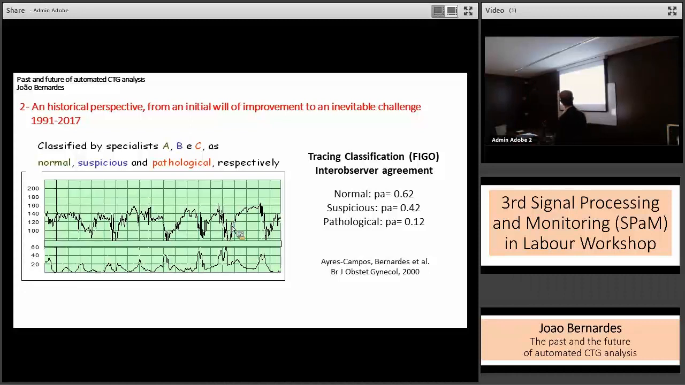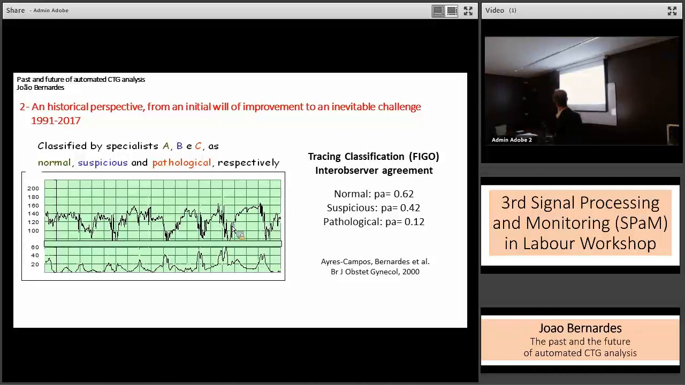One tracing, 3 independent experts, not ordinary clinicians, let me say like that. 3 independent experts classified one as normal, the other as suspicious, and the other as pathological, using the same FIGO guidelines. We gave them the same FIGO guidelines. They were used to using the FIGO guidelines, and well, this happened very often. You have here the proportions of agreement for normal, suspicious, and pathological.